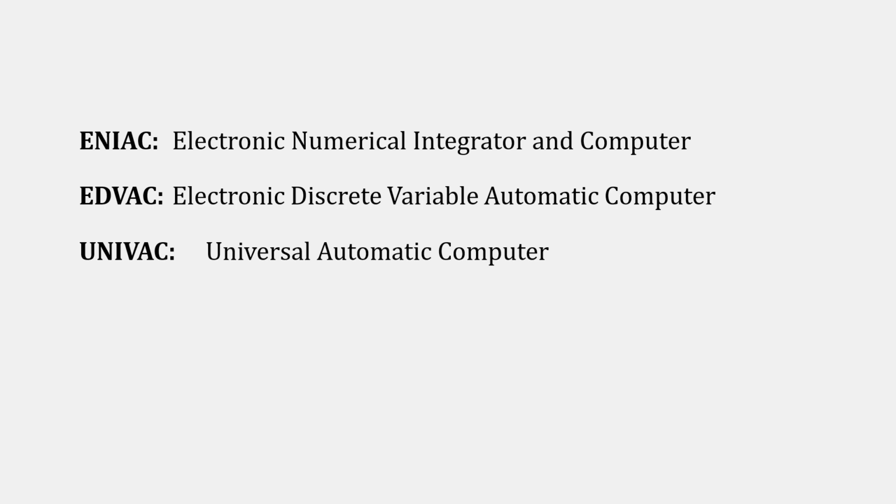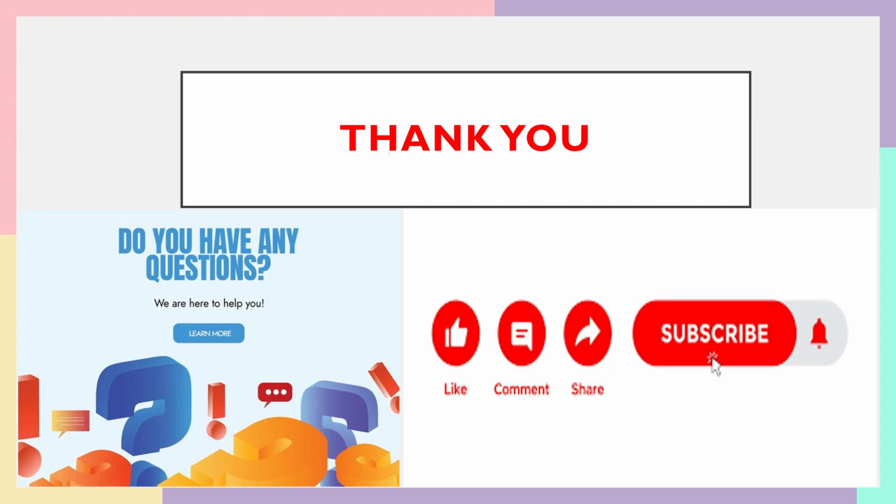The third is the UNIVAC, Universal Automatic Computer. The first commercial computer produced in the United States is the UNIVAC. It was invented in the year 1951. It famously predicted the outcome of the 1952 presidential election. So this is about the ENIAC, EDVAC and UNIVAC.